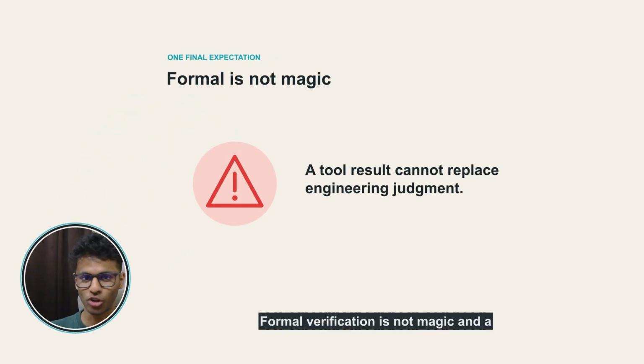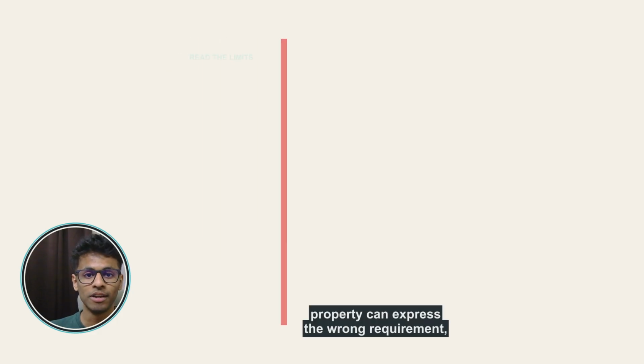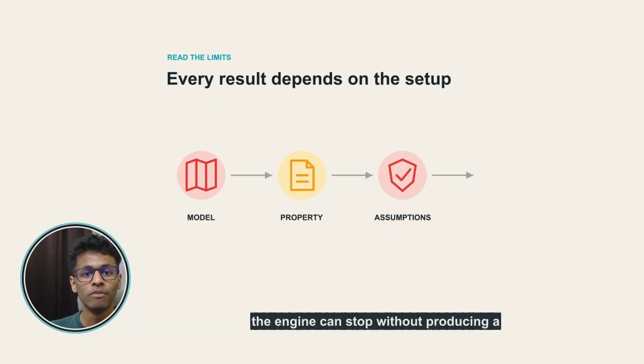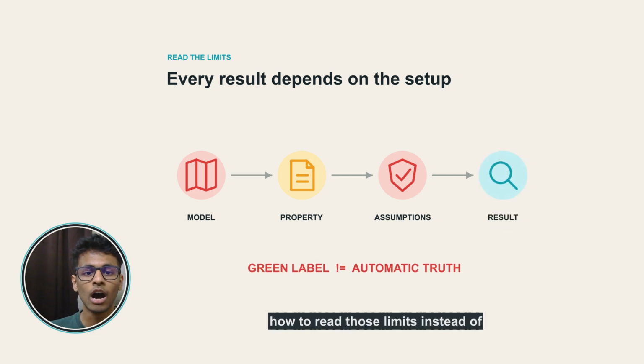One final expectation before we begin. Formal verification is not magic, and a tool result is not a substitute for engineering judgment. The model can be incomplete, the property can express the wrong requirement, the assumptions can hide behavior, and even the engine can stop without producing a complete proof. So throughout the series, we will learn how to read those limits instead of treating every green label as a truth.